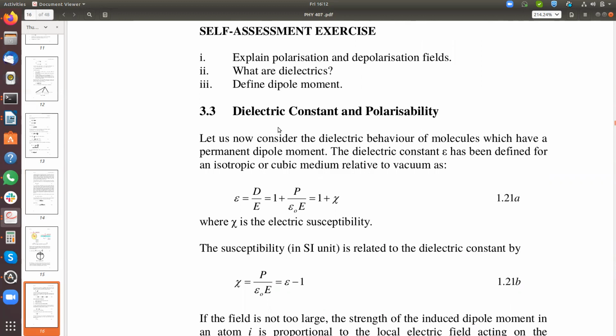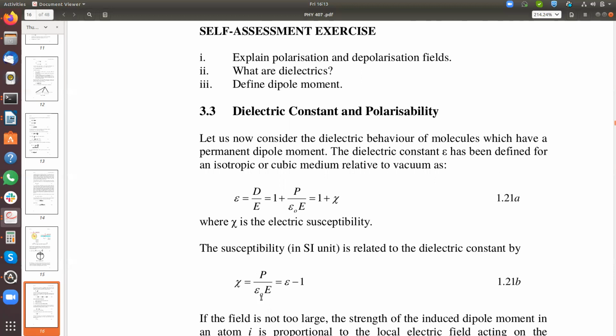So now let's look at dielectric constant and polarizability. Let us consider the dielectric behavior of molecules which have a permanent dipole moment. The dielectric constant epsilon has been defined for an isotropic or cubic medium relative to vacuum as this. So epsilon is equal to this, which is displacement D over E, which is the field, which is equal to 1 plus P over epsilon naught E, and this is 1 plus psi. So psi in this place is known as electric susceptibility. So now the susceptibility is related to the dielectric constant by this expression.